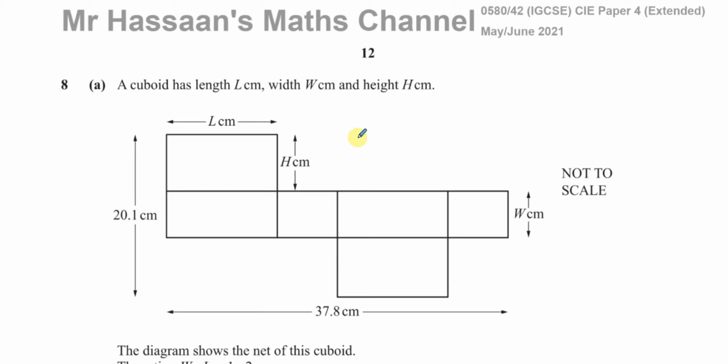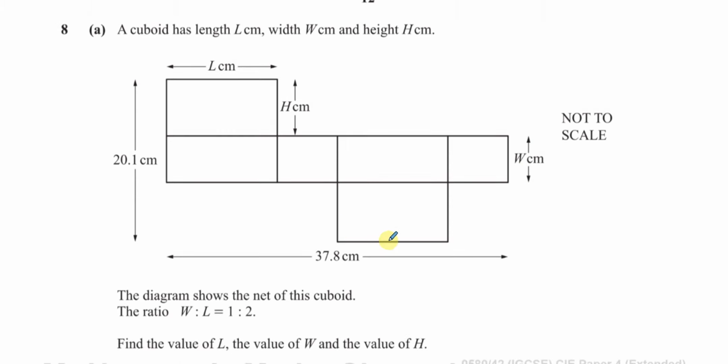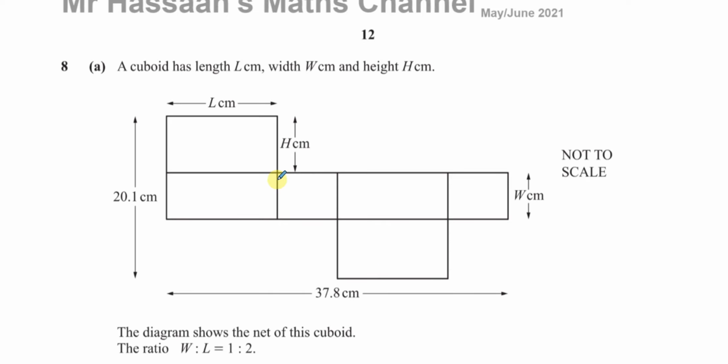I'm now answering question number 8 from the May-June 2021 IGCSE 0580 paper 4 variant 2 exam, and this question is about this net of this cuboid. This is a cuboid which has length L, height h, and width w centimeters, and this is the net of the solid, when it's all been flattened out. Before it was flattened out, it would look something like this, where this would be the height, this would be the length, and this would be the width. Those would be the dimensions if you put it back together again.